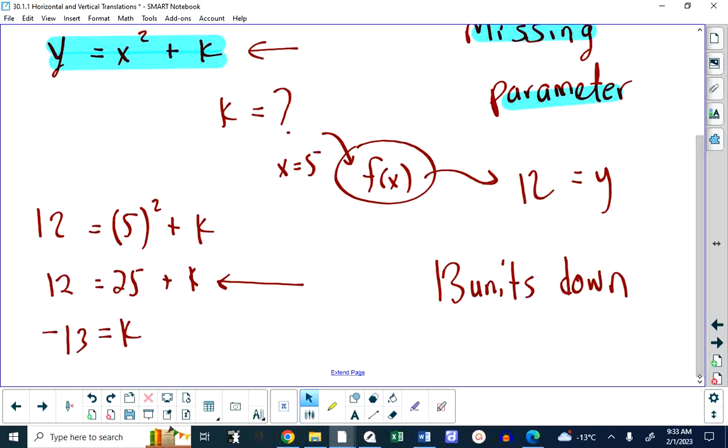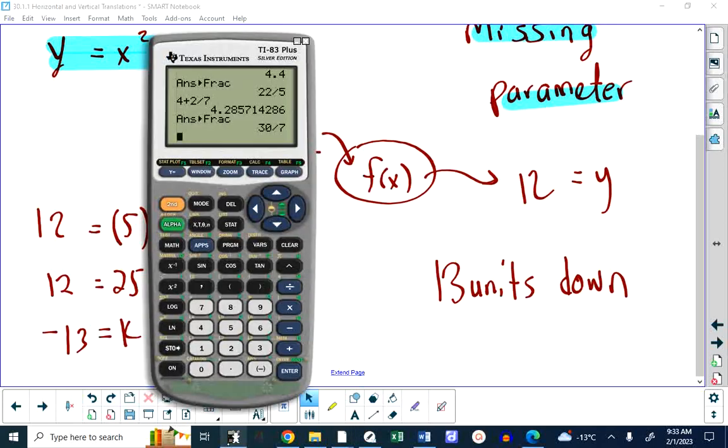And I could certainly verify that on my calculator by graphing y equals x squared minus 13, and you just have to get used to the fact that that's how I enter x squared sometimes. And I'll enter x cubed by going xxx. And it has to pass through 5, 12.